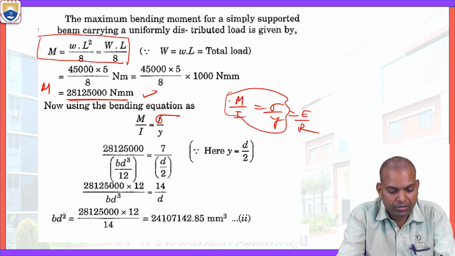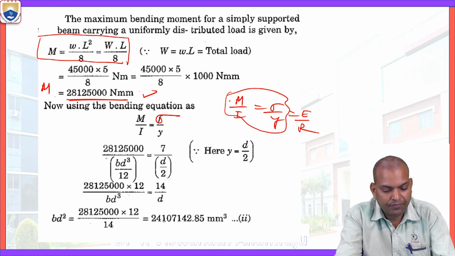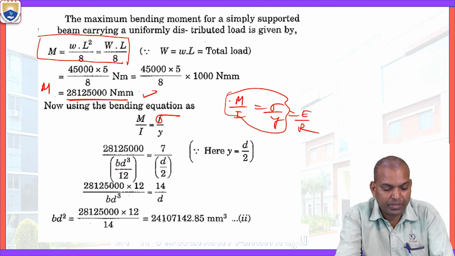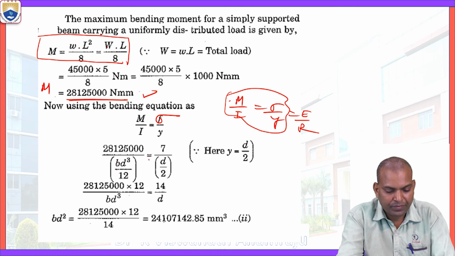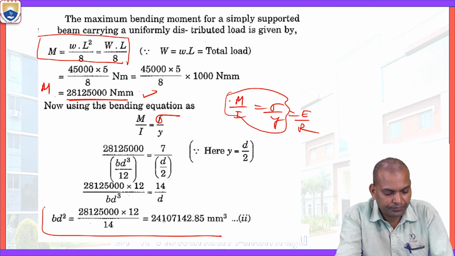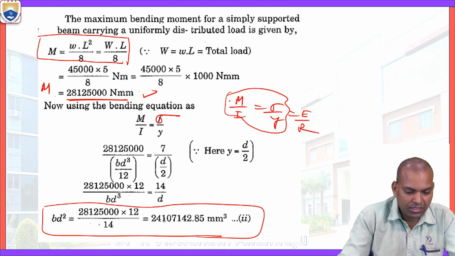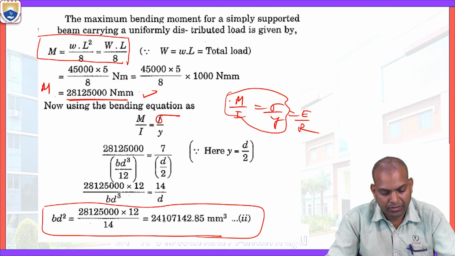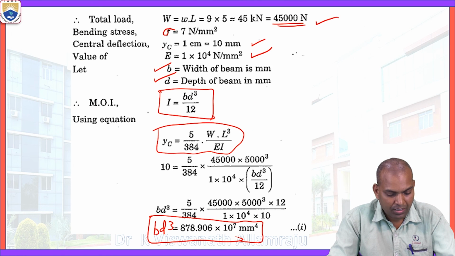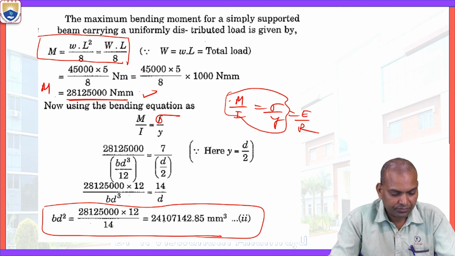What is the M value? That is 281.2500. M by I, what is the I? BD cube by 12, equals 7 by Y, where Y equals D by 2. Now after simplifying, BD square equals, what is the value here? 24107.14285 millimeter cube. Here it is BD cube, here it is BD square.